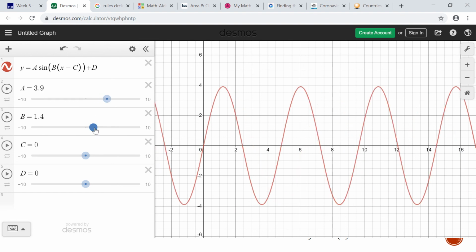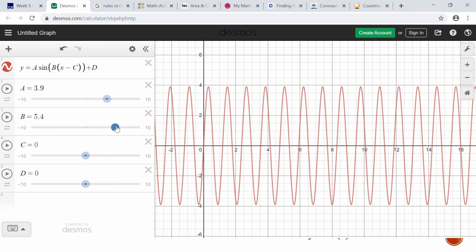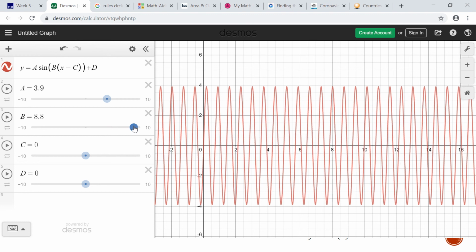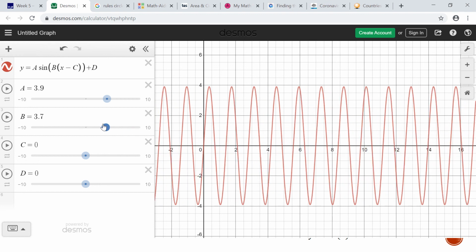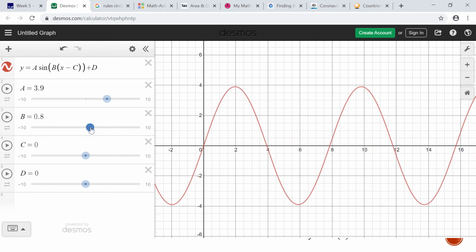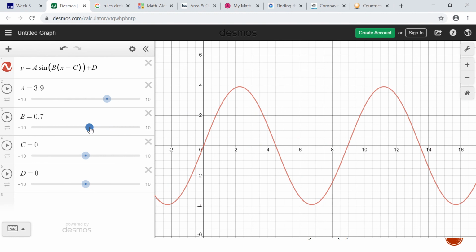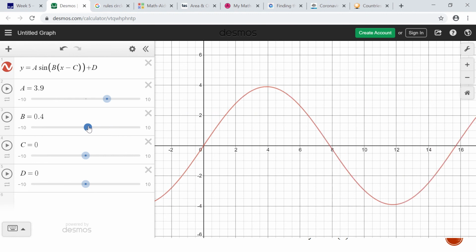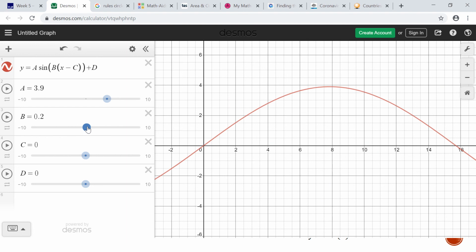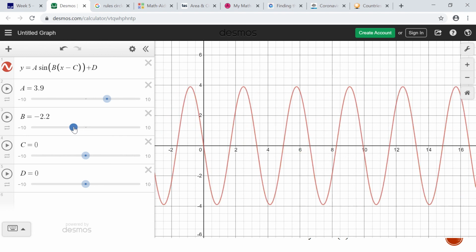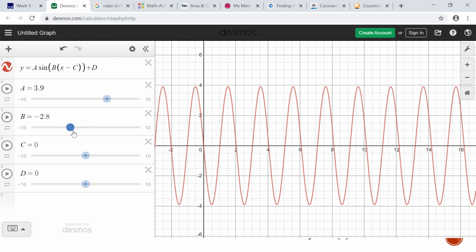B, as B gets bigger, the period gets shorter. As B then gets less than 1, I'm going to try and not hit 0 here. Here we go. So you can see when B approaches 0, the period of the graph becomes longer, and then obviously when we get into negatives, it inverses.